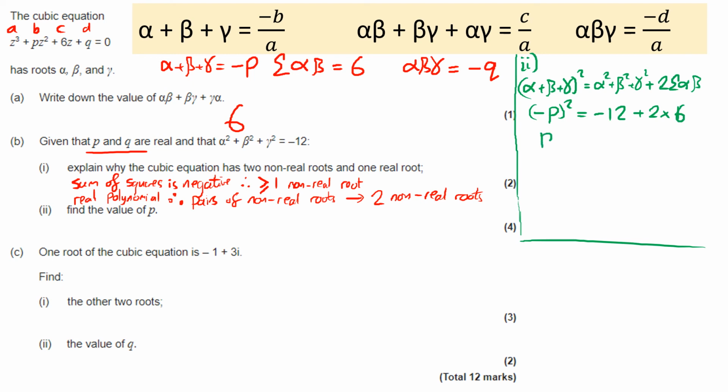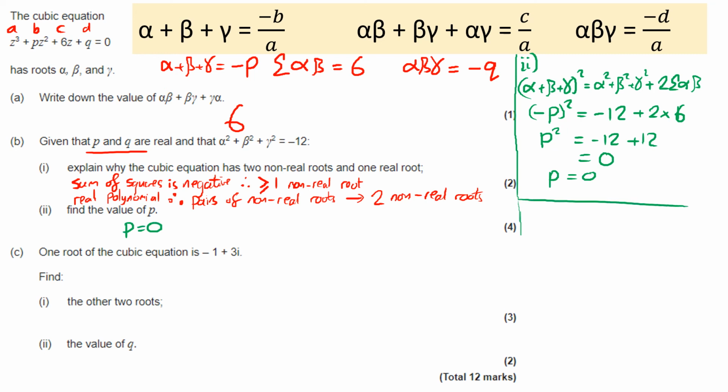Now what does this tell us? This tells us that P squared is equal to minus 12 plus 12, which is 0, and so the value of P must be 0 as well. Fairly unsatisfying conclusion, but that's where we are.